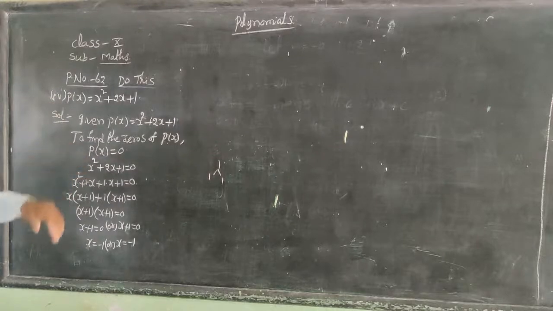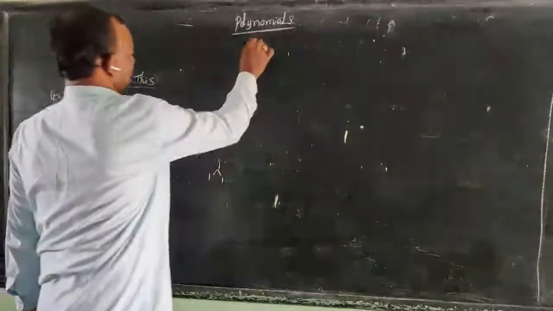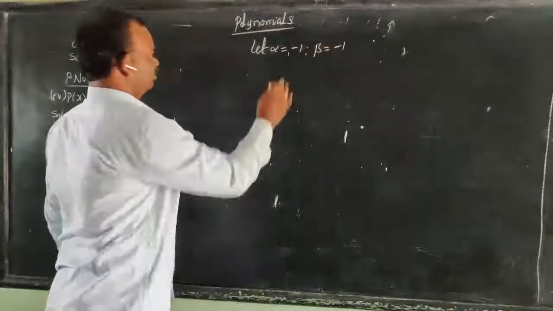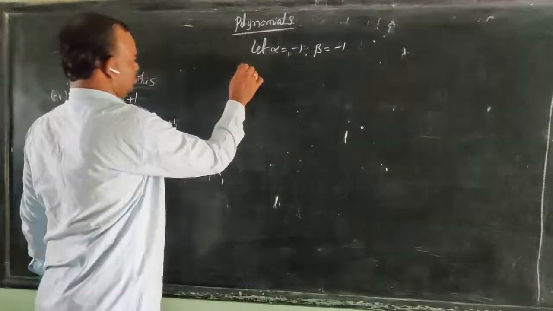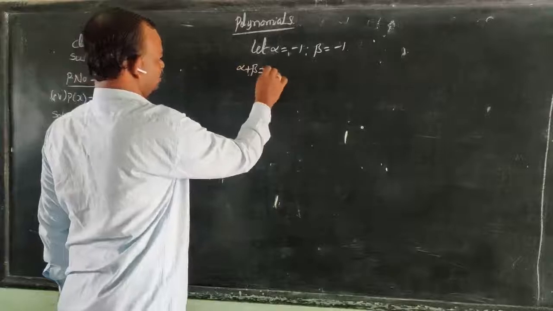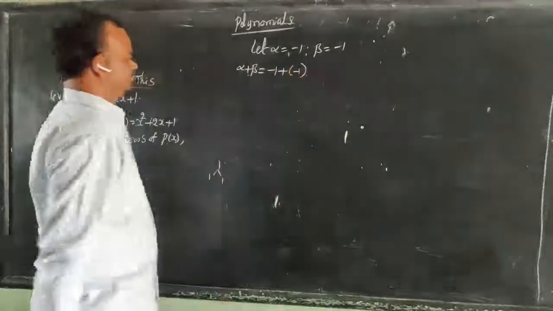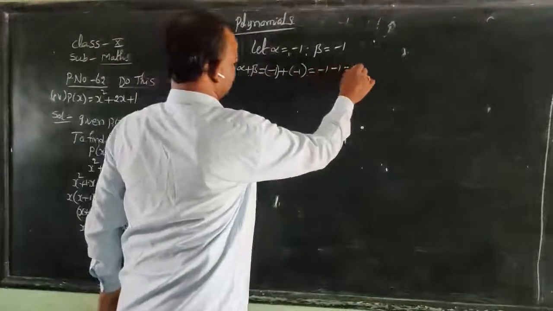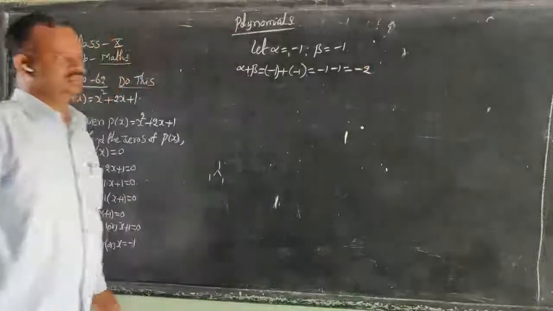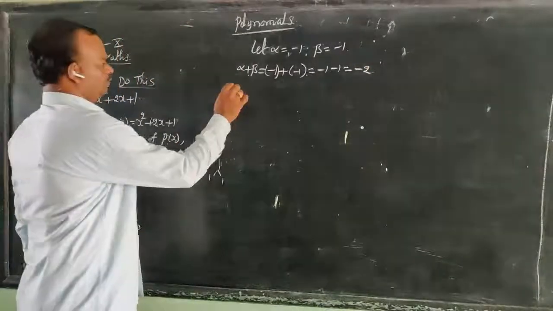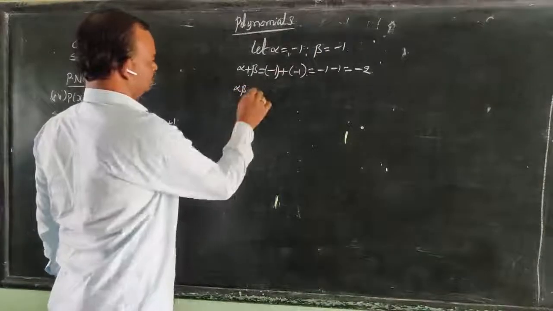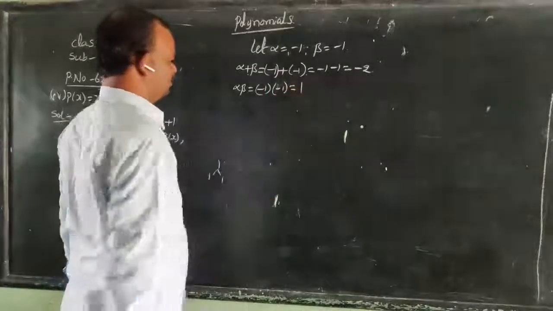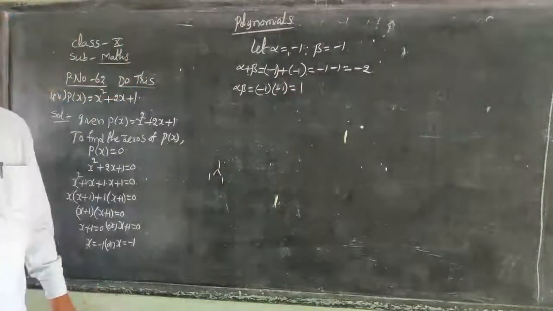These values are taken as alpha and beta. Let alpha be equal to minus 1 and beta be equal to minus 1. Sum of the zeros, that means alpha plus beta is equal to minus 1 plus minus 1, so that is equal to minus 2. Alpha into beta is equal to minus 1 into minus 1. Minus into minus is plus, 1 1s are 1. Alpha into beta is equal to 1.